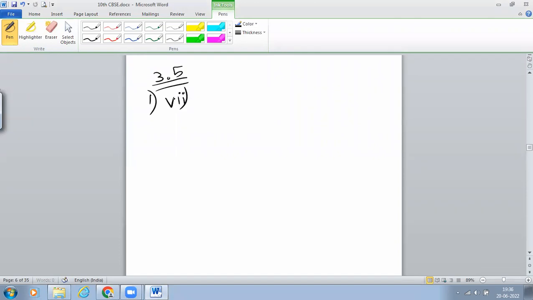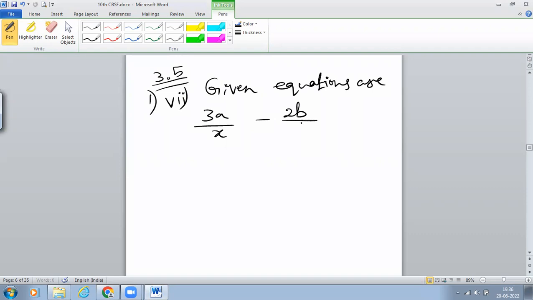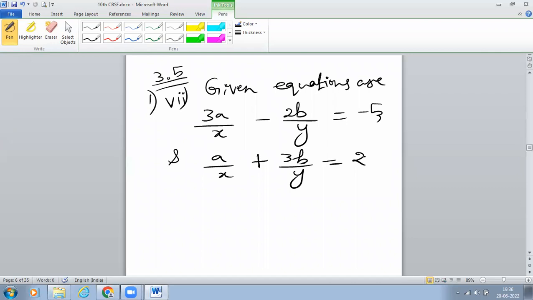Okay, subdivision 7. So here the given equations, first I'll write. Given equations are 3a by x minus 2b divided by y, which is equal to minus 5, and a by x plus 3b by y, which is equal to 2. These are the two equations. Now what they are asking is, which of the following pair of linear equations has unique solution, no solution, or infinitely many solutions? In case there is a unique solution, find it by using cross multiplication method.